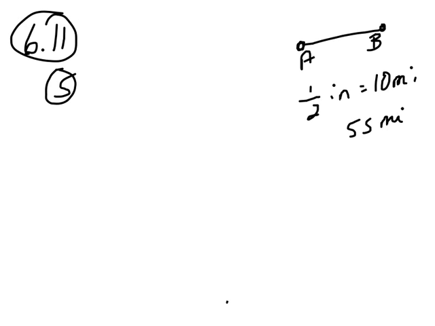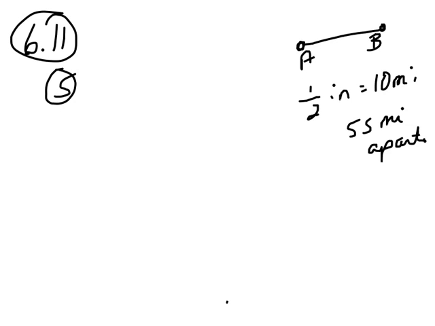On number 5 it says find the distance between two cities, so we could draw a little picture to help us think. They want to know the distance if the scale used is 1/2 inch is equal to 10 miles, and the cities are 55 miles apart. So we're finding how far apart they'd be on the map. Maybe we're drawing the map ourselves and trying to figure out how long to make a segment to represent 55 miles in this instance.